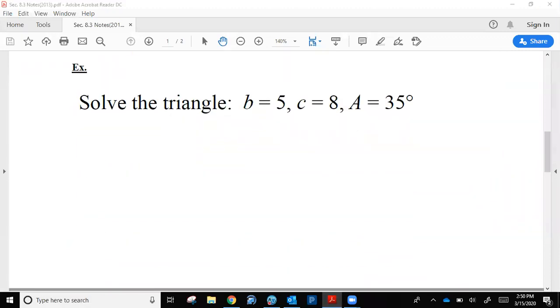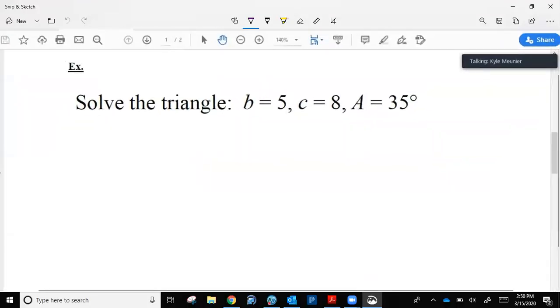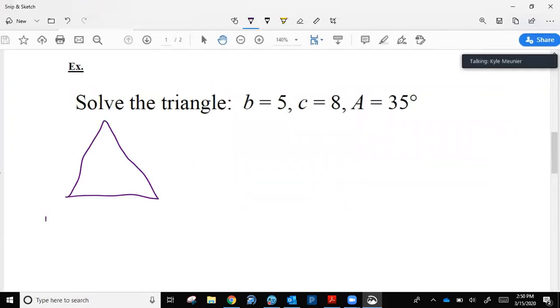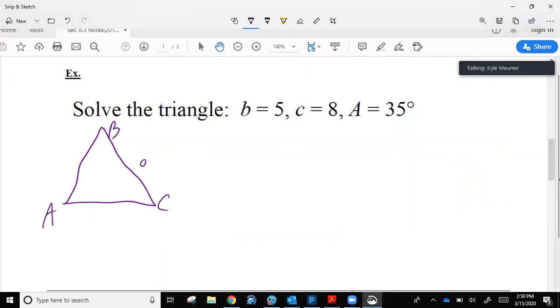Now let's try to solve a triangle. I always like to get a picture going here. We have a triangle. Side B is 5, C is 8, angle A is 35. So triangle ABC, little a, little b, little c. Side B is 5, side C is 8, angle A is 35 degrees. We've got to figure out angle B, angle C, and side A.